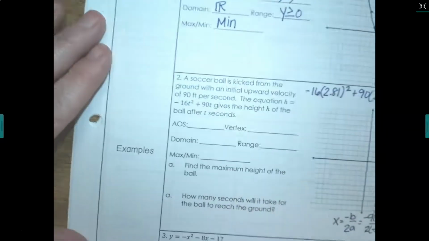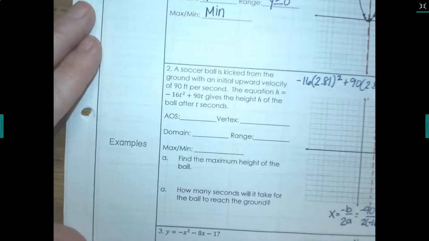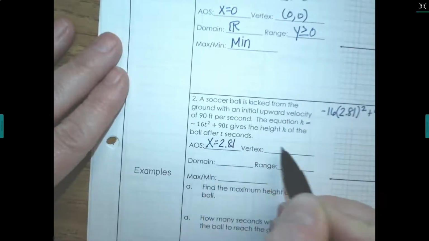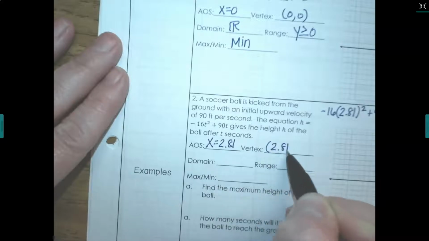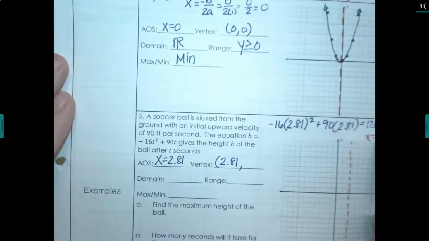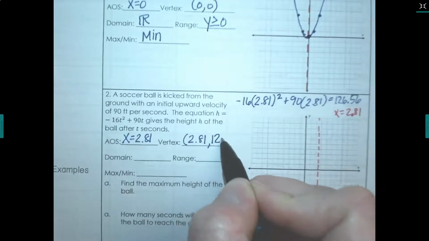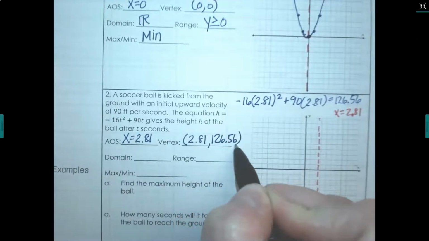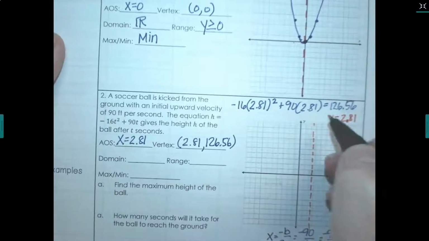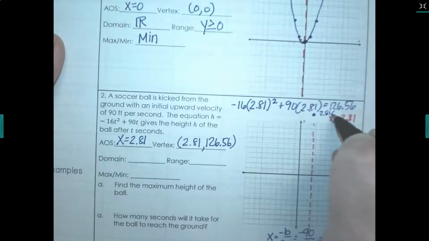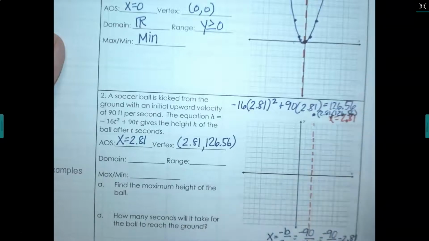Okay, so we did the x, which is 2.81. That's our axis of symmetry. Our vertex has the same x value, and our y value is what we just calculated right here of 126.56. They're not pretty numbers, but it's okay. So somewhere way up here, we're just going to fake it. This is 2.81, 126.56. That's the name of the vertex right there.